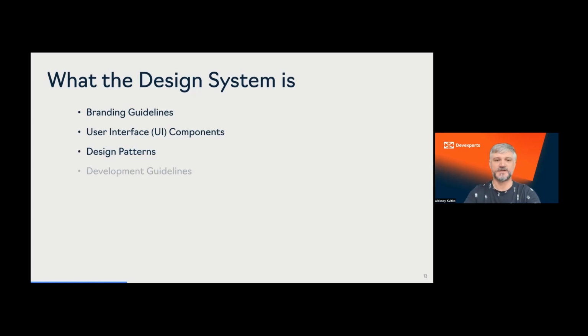And also, design systems should include guidelines for developers, including coding standards, documentation, and best practices. This helps ensure that the code is consistent and maintainable. And of course, the accessibility guidelines. As you know, accessibility is an important side of any application. Therefore, a design system should provide guidelines for creating accessible design that can be used by people with disabilities.